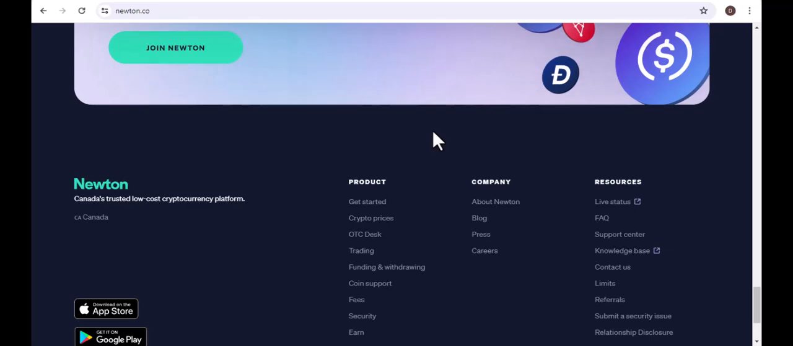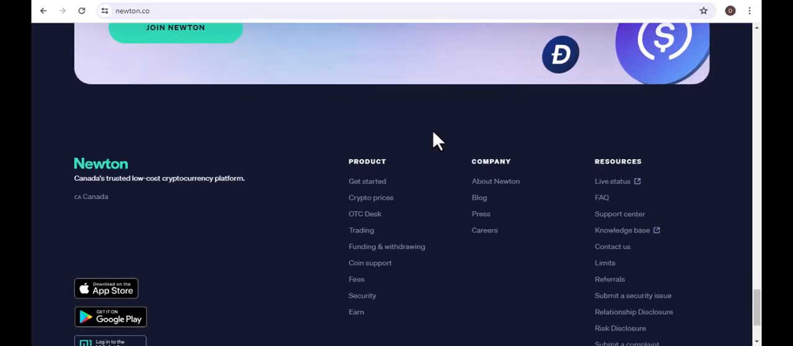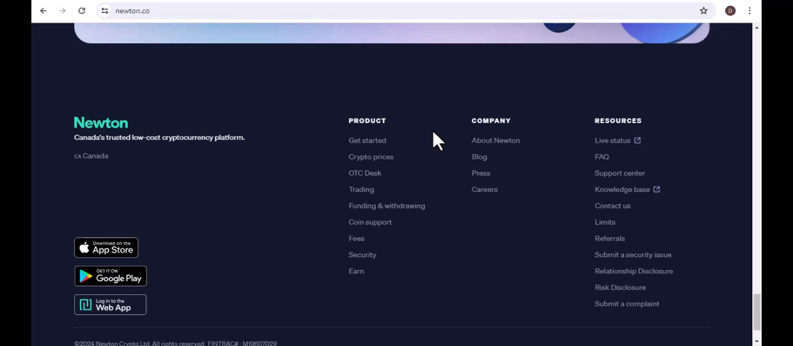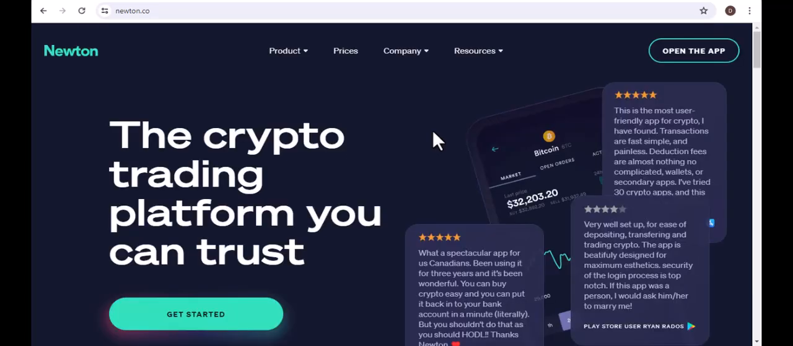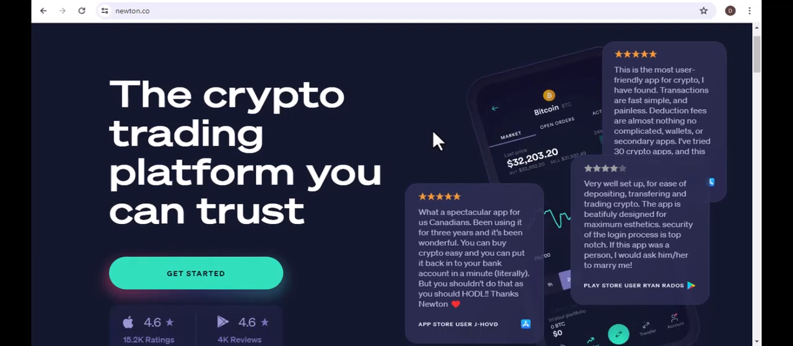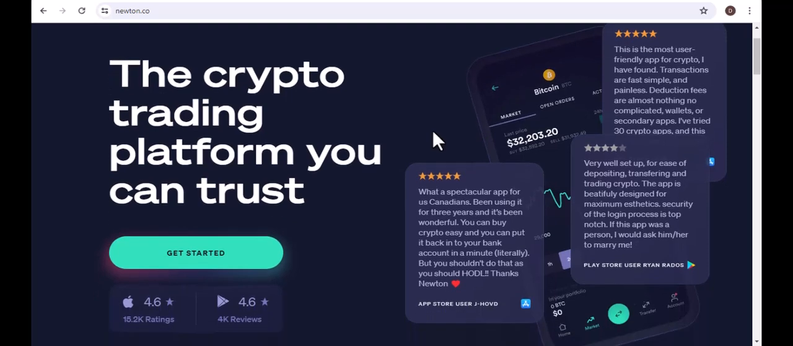Once you are logged in, you'll need to locate the Withdraw or Transfer section within the Newton platform. The exact location of this button or menu item might vary slightly depending on whether you are using the web interface or the mobile app, but it is usually found within your account dashboard or wallet overview. Look for options related to sending or moving funds.